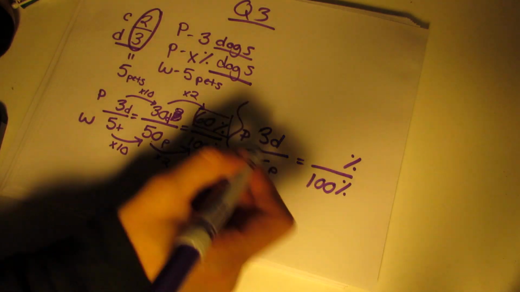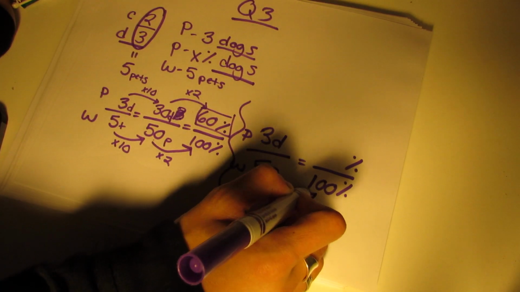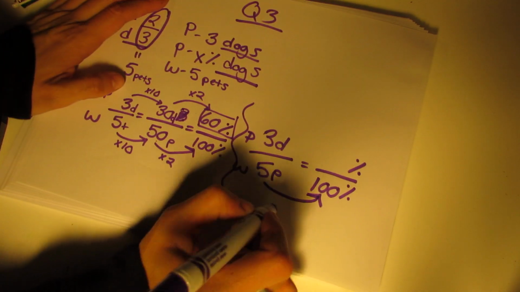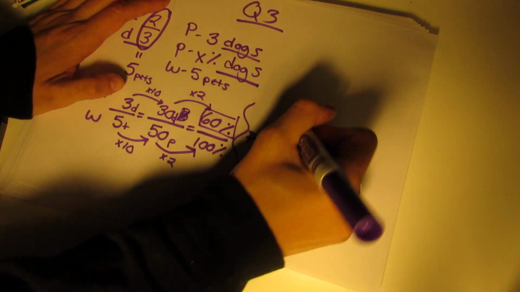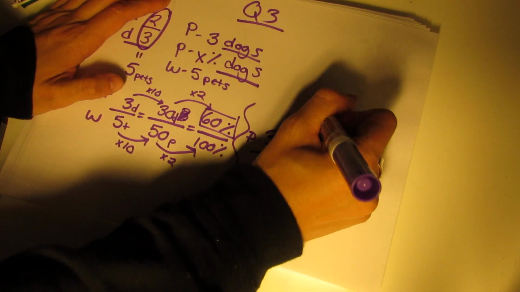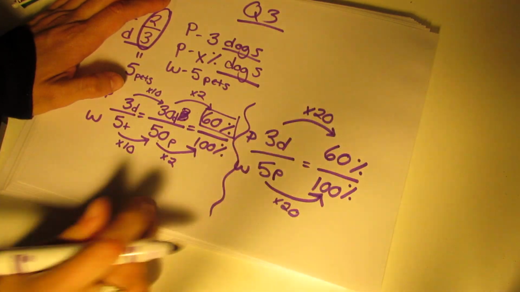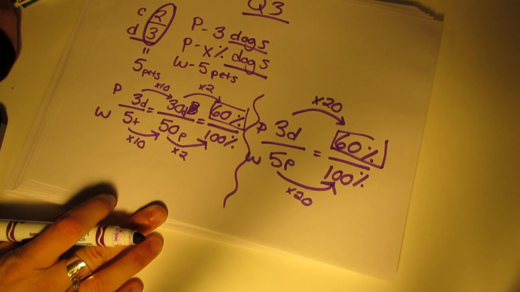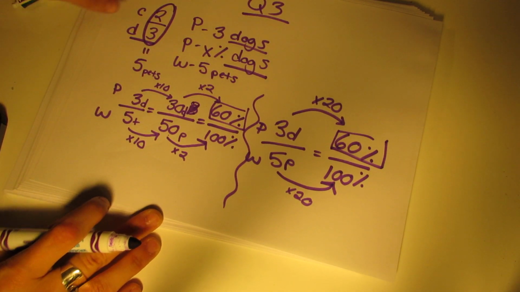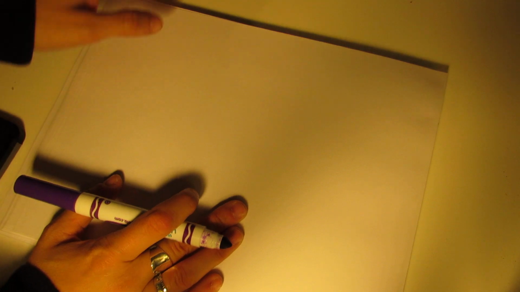So let's check to see if we were right. We don't even need this middle section right here. So from 5 to 100, we're going to multiply by 20, because 5 times 20 gives you 100. If I use the same thought process for my numerator, 3 times 20, it actually gives me the same thing. I still get 60% are dogs. Okay? So again, it's a little complicated, but the more practice you do, you'll be fine. Okay? So let's move on to question 4.